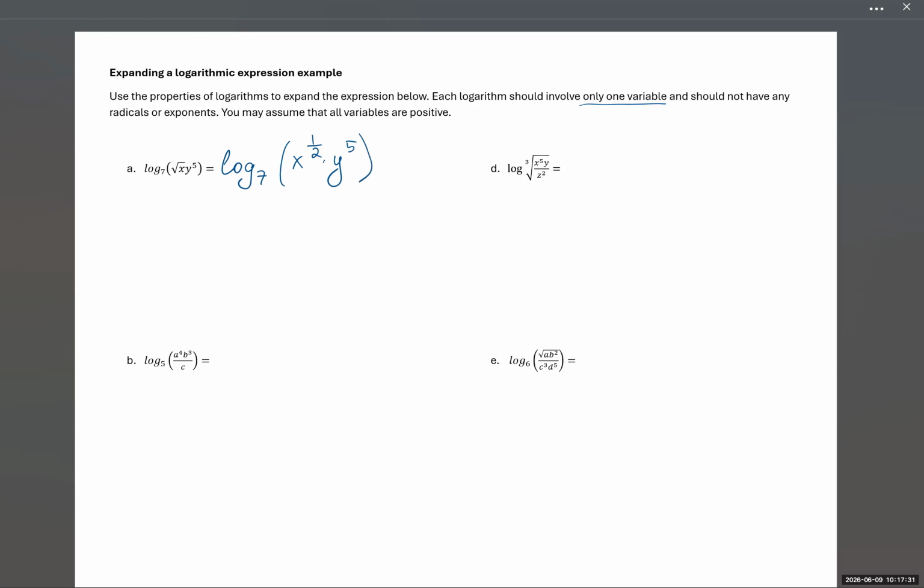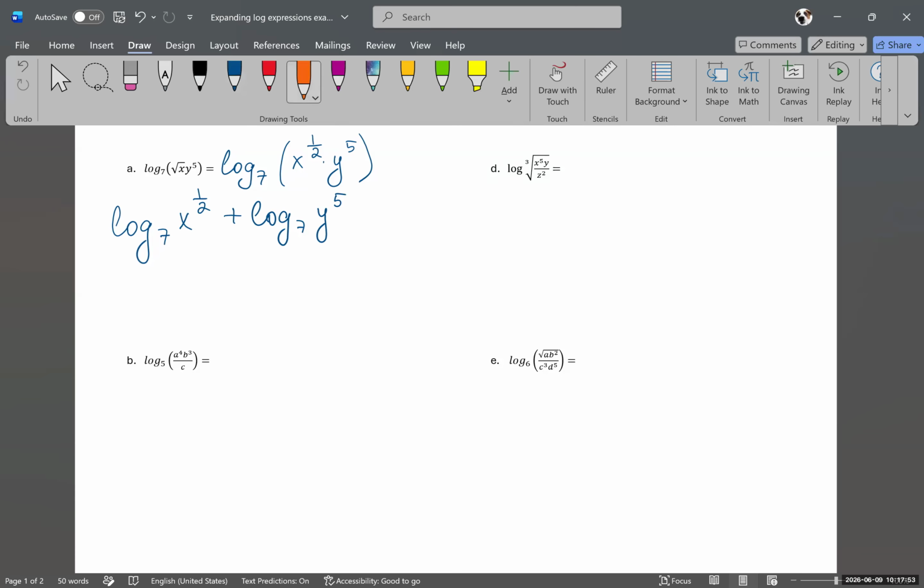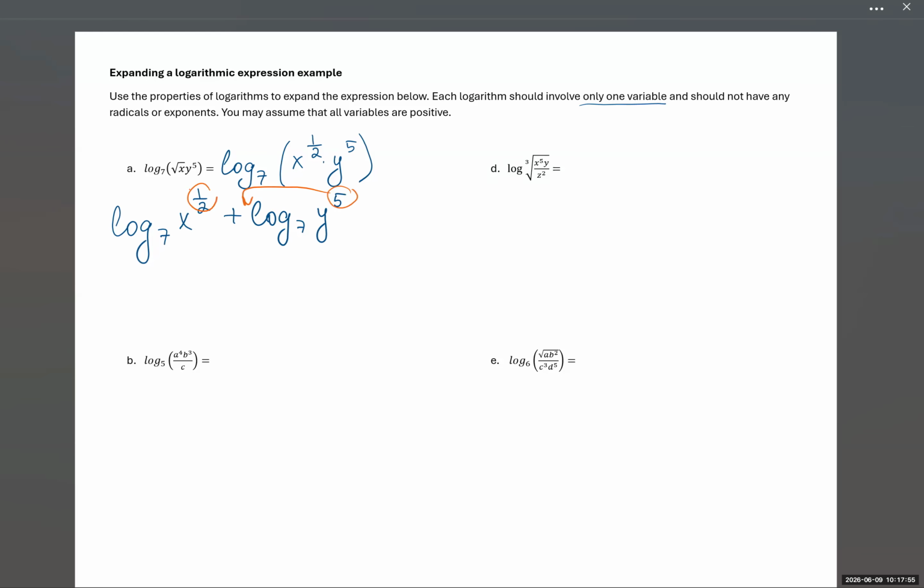Now, the x and the y are connected by multiplication. That means the two logs that we will expand this into will be connected with the plus sign. So x to the 1/2 power goes into the first log, then plus log base 7 of y to the 5th power. Now the last step would be to take the exponents on the variables and put them to the front of the log. So this is 1/2 log base 7 of x plus 5 log base 7 of y.